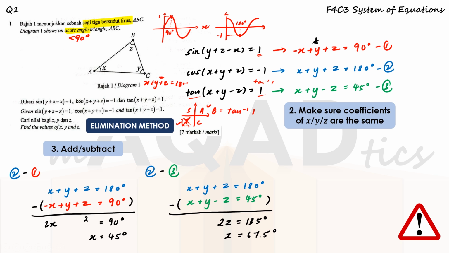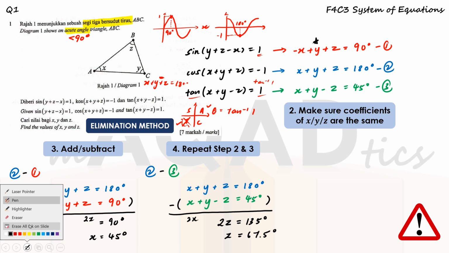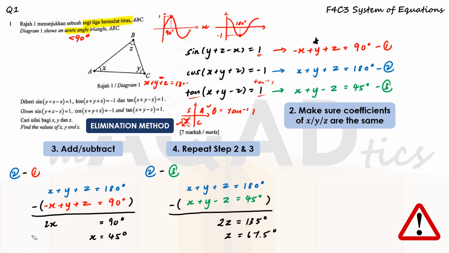So sometimes you will get maybe, let's say here is 2z and here is 2x. Okay, so we have another 2 equations. So what we need to do is do the step number 4. So let us choose either x or z, make sure the coefficients is the same, and then we need to add or subtract these 2 equations to find either value of x or z. But for this case, we don't need to, because we have already found the value of x and z already. So we can just skip this step.